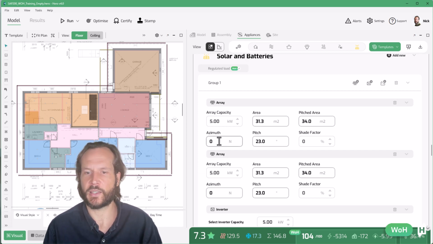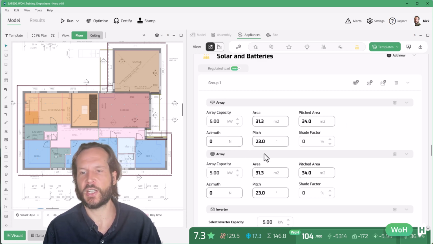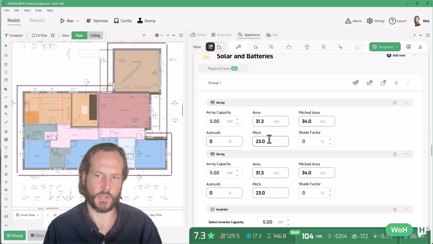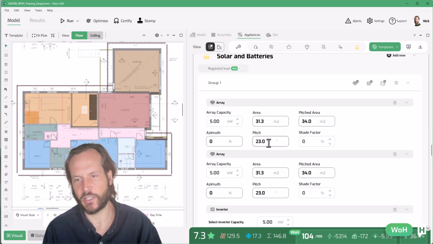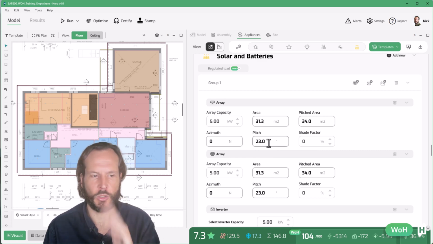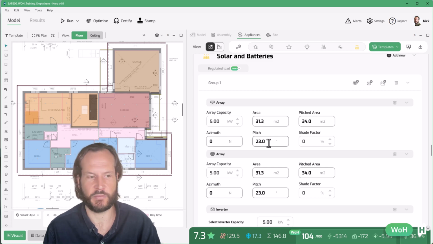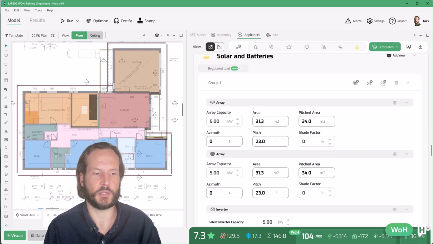You can then select the azimuth or the orientation of what they're facing, and then you can enter in the pitch. So 0-degree pitch would be flat, 90-degree pitch would be like a wall or something, like building integrated PV. Then there's an optional shade factor. This isn't required by NatHERS. You don't need to do this for regulatory assessments. It just adds a simple proportional shading loss to the system.